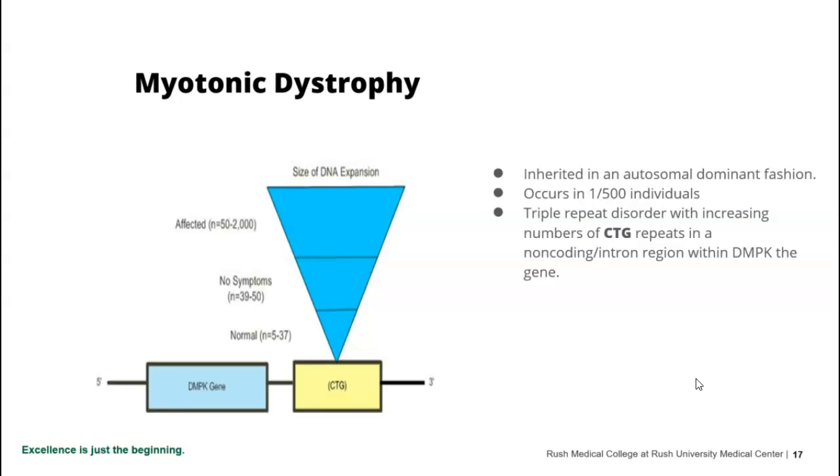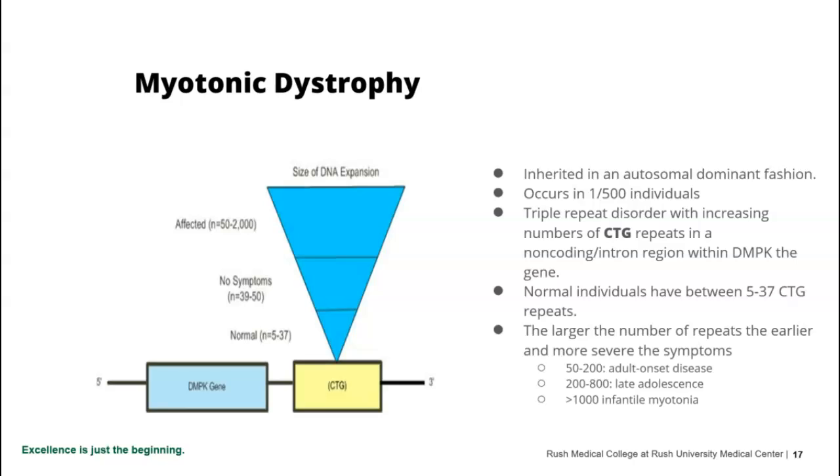And it's caused by an increased number of CTG repeats on the 3' end of this gene. And this results in the gene not being correctly transcribed. But the more the repeats, the worse the outcome. So 50 to 200 is adult onset, which is the classic, which I just showed you in the last slide, that they have symptoms as an adult. They start having frontal balding, a long face, facial weakness, cataracts. 200 to 800 is late adolescent, which was the first 2 kids that I showed you that also have some cognitive delays. And then greater than 1,000 is infantile.